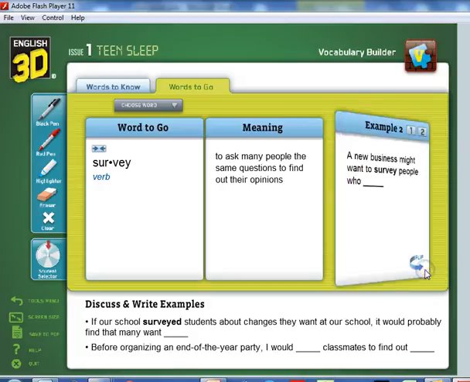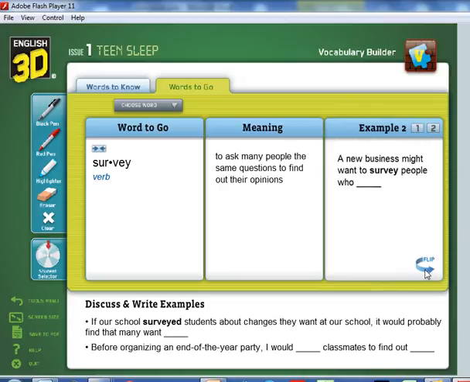And there's another example here. A new business might want to survey people who live nearby. A new business might want to survey people who have visited the business. Okay, survey.